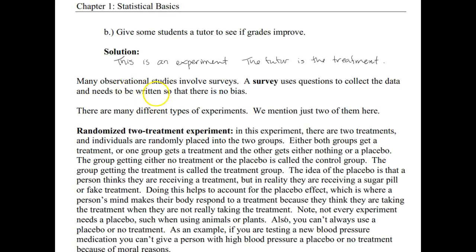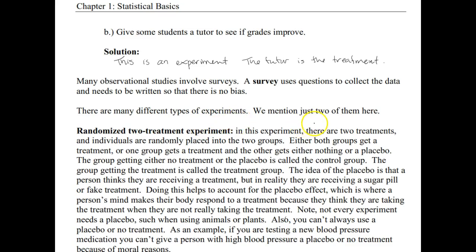So many observational studies involve surveys. Many of you have taken surveys or just filled out questionnaires. A survey uses questions to collect the data and needs to be written so that there is no bias when we're asking those questions. Okay, there are many different types of experiments.